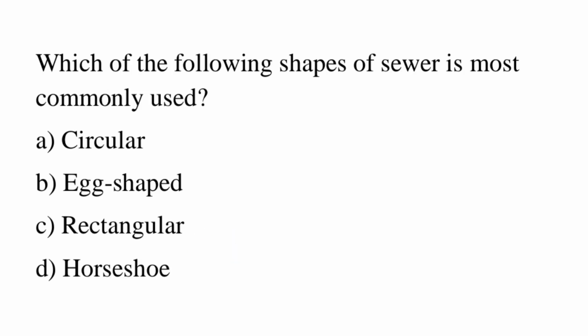Next question, which one of the following shapes of sewer is most commonly used? Option A circular, option B egg-shaped, option C rectangular, option D horseshoe. So the correct answer is option A circular. The circular sewers are most economical and structurally stable. So we can use the circular shape for the sewers.